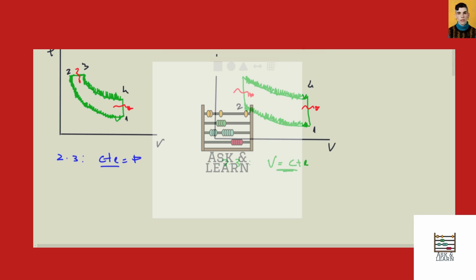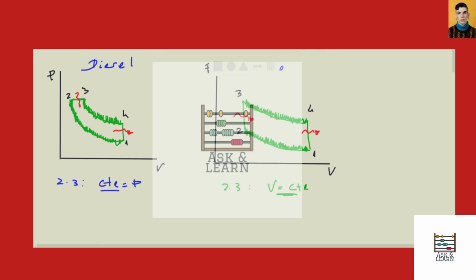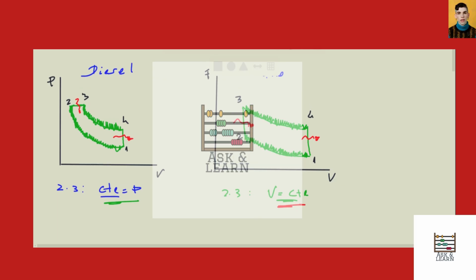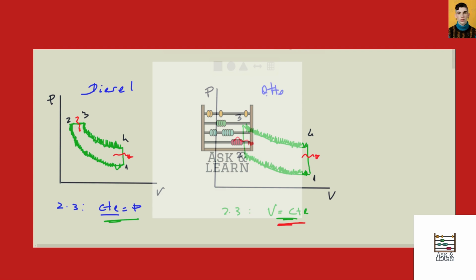Okay, so the main difference between the ideal diesel with the ideal Otto cycle is that the heat addition in the diesel cycle takes place with constant pressure, and the heat addition in the Otto takes place at constant volume. So that's the main difference between both of these cycles, and that's the final answer.